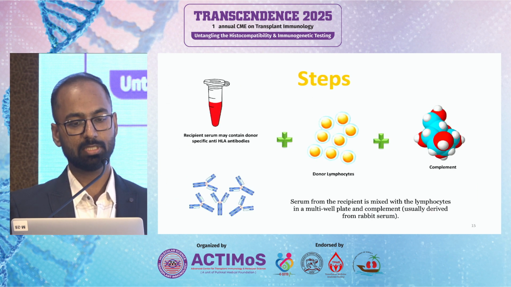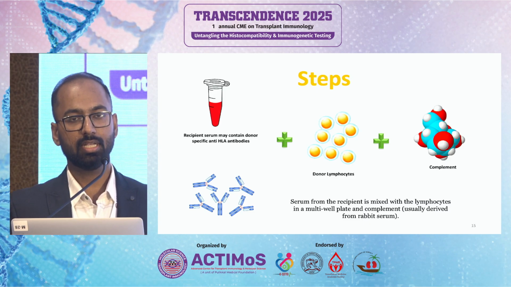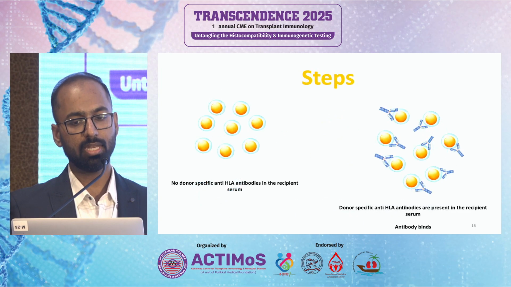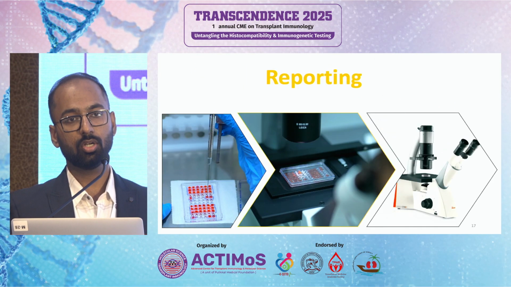So these are the steps of how we do it. We incubate the cells and the serum, and we add complement, because we are incubating it all together and allowing the reaction to happen. If anti-HLA antibodies, donor-specific antibodies, are there, they will bind to the cells. And we are doing this whole process on a Terasaki tray.